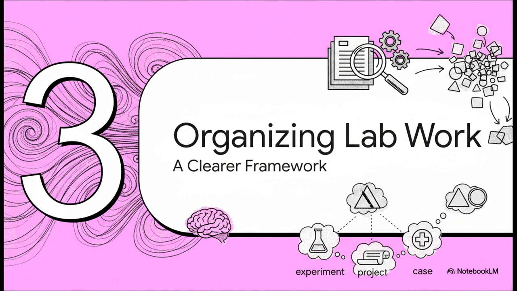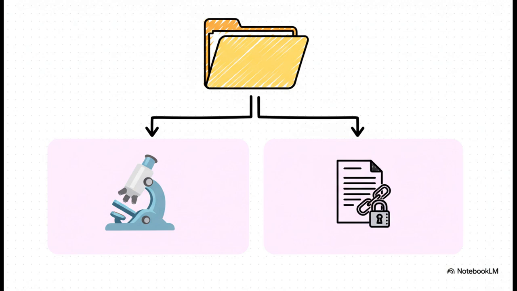Okay, but with all that power, you've got to have a way to keep things organized, right? Otherwise, you just trade one kind of chaos for another. So one of the first things TARE does is bring a whole lot of clarity to how we talk about scientific work. Because let's be honest, words like project, experiment, and case get thrown around all the time, and it can get pretty confusing. And this is where it gets really smart.